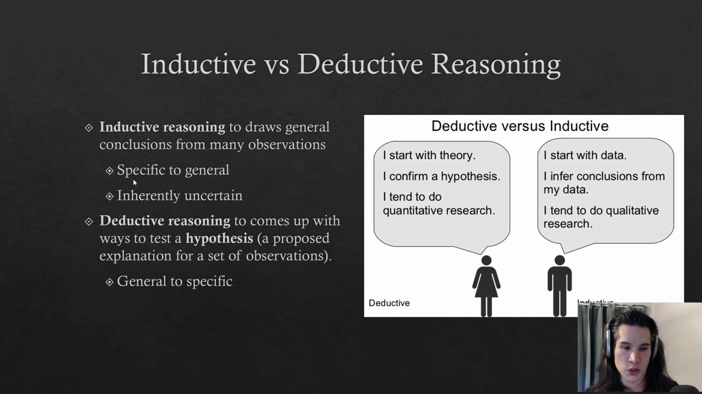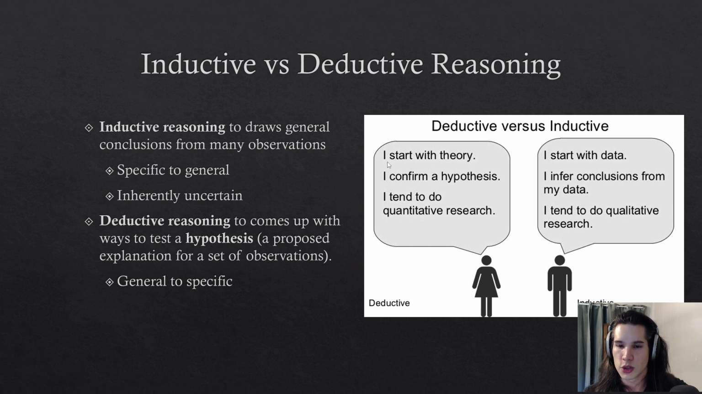So you're moving from specific, your small window of experience, and you're generalizing that data. You're drawing a general conclusion. The reason why it's inherently uncertain is because we're using our small windows of experience. Now, deductive reasoning is kind of the inverse in that it moves from general to specific. So it comes up with ways to test a hypothesis.